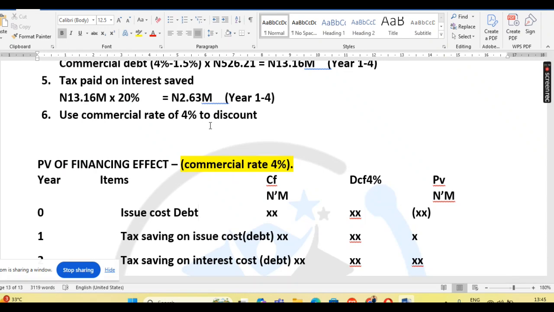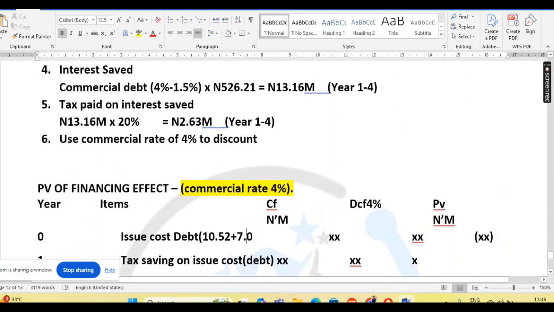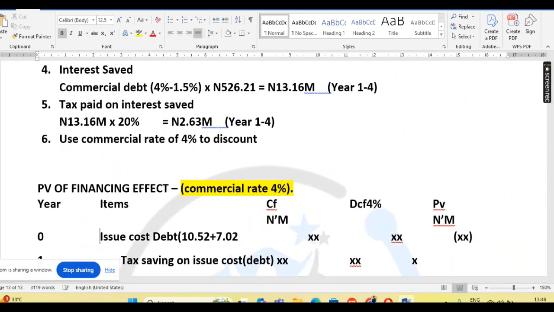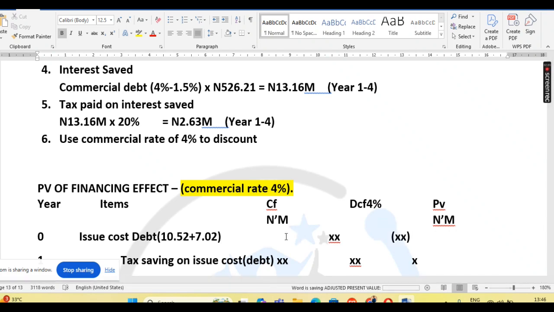Okay, let's just add the two together. What is the first figure? 10 point what? 10.52. Thank you. Plus, what is the next one? 7.02. Okay. Then what is the addition of this? Figure, please. 17.54.